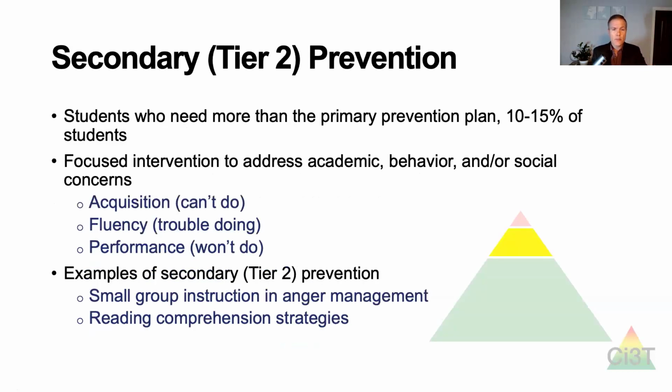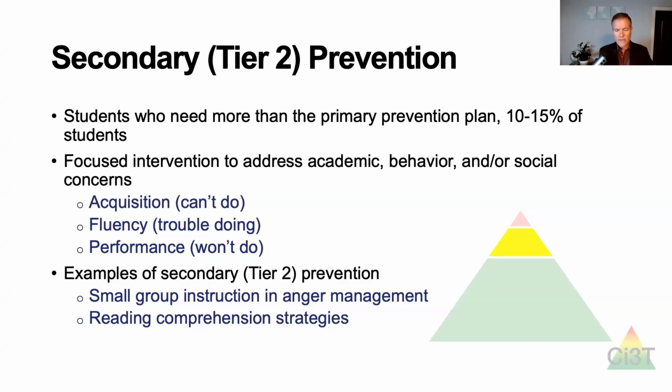We have supports for those at the second tier, the Tier 2 or secondary level of prevention. So we need to look at, for students, is this something that they have trouble doing, so it's a fluency issue and we just need to support them? Or is it something that they can't yet do, so we need to provide some instruction? These may be provided in small group settings, like a reading comprehension strategy, extra dosage, and this is in addition to Tier 1.